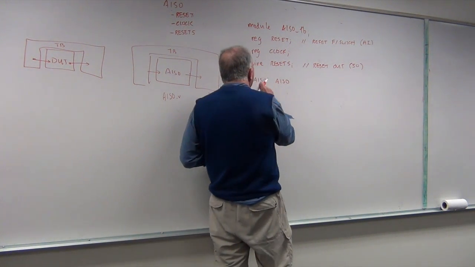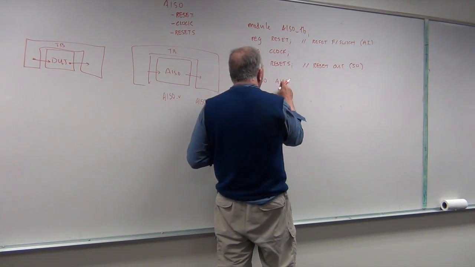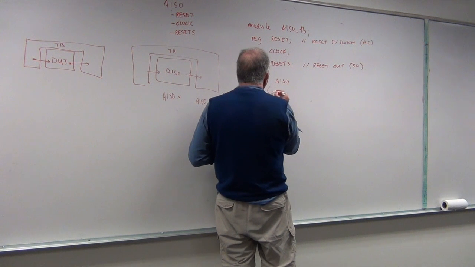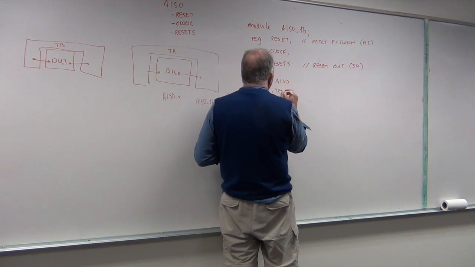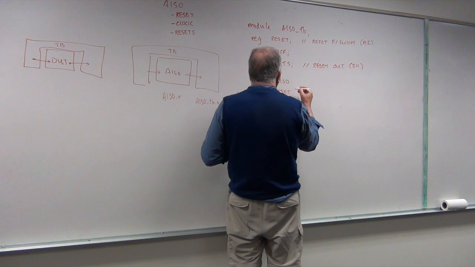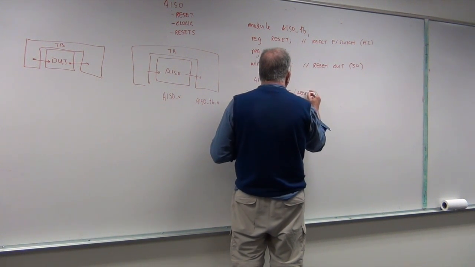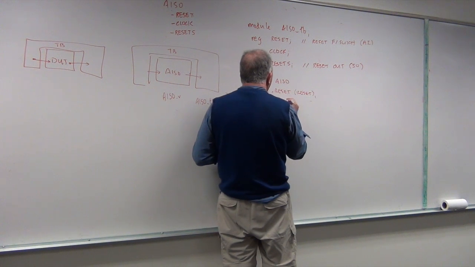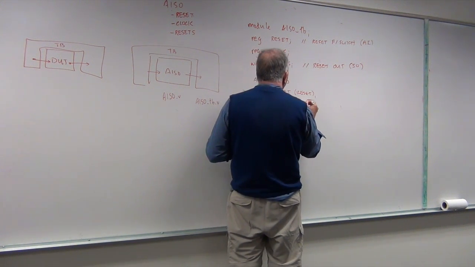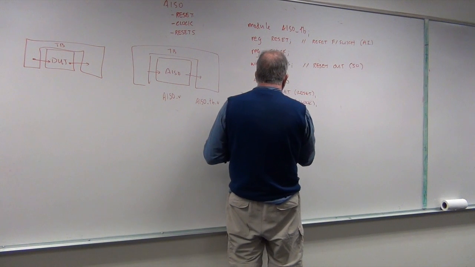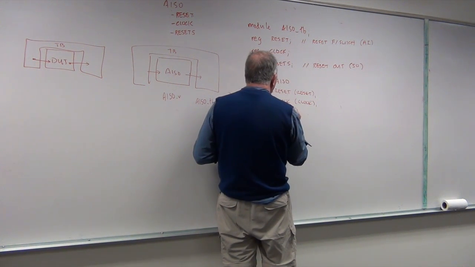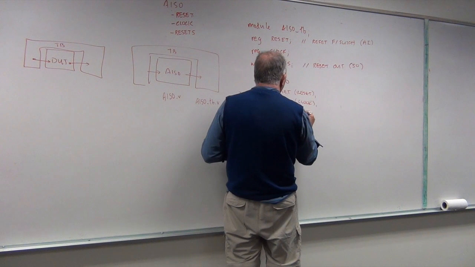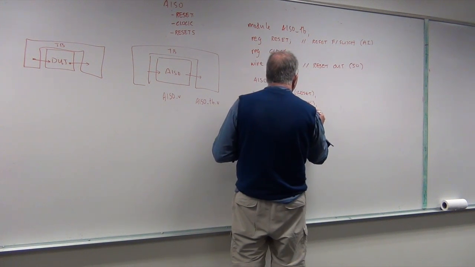So we're instantiating module AISO, call it AISO. To port reset, we're going to connect our reset. To port clock, we connect our clock, and to the reset synchronized, we'll connect our reset synchronized.